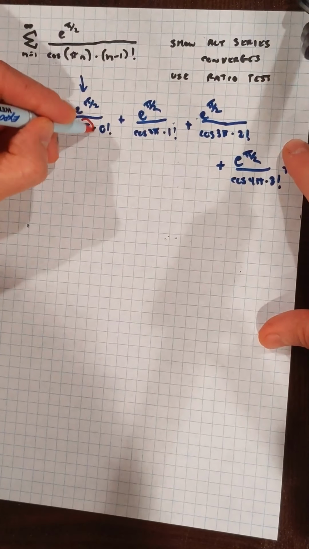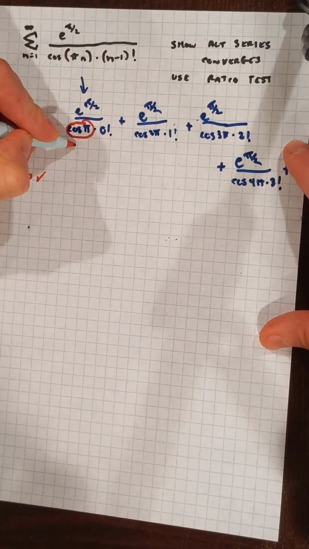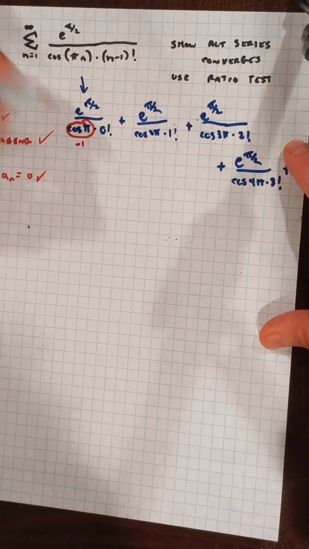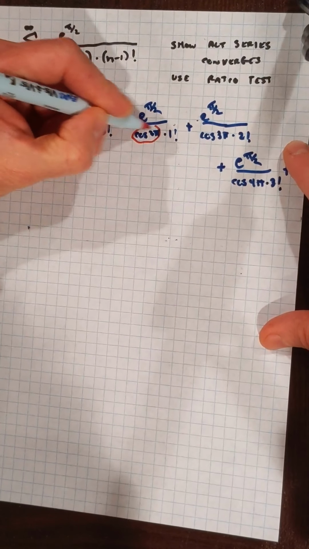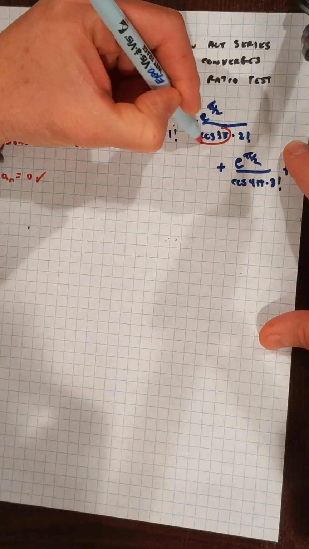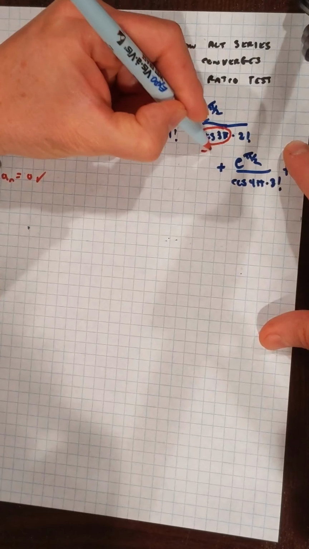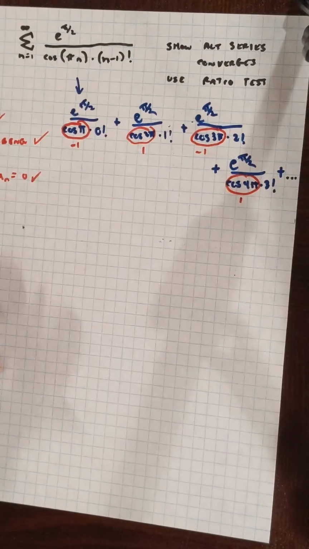So if I look at the cosine of pi, I believe that is -1. Cosine of 2 pi, that's 1. Now I can see why it's alternating. Cosine of 3 pi, -1. Cosine of 4 pi is 1. So let's go ahead and put this together.